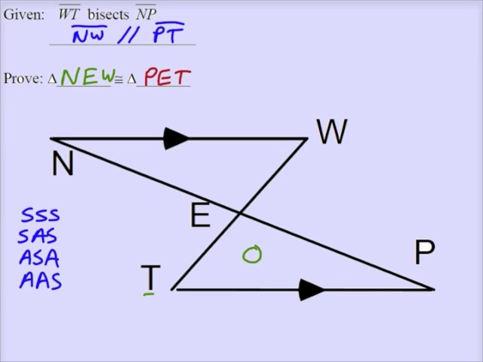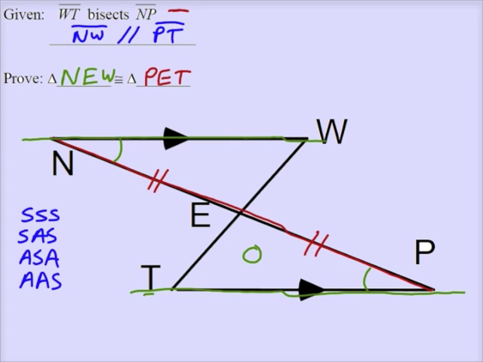Let's take a look at this given statement, the fact that WT bisects NP. So WT is doing the bisecting, but NP is being bisected. NP refers to this long segment, and we know that segment is bisected, or in other words, cut into two equal parts, and WT is doing that cutting. Secondly, we have these parallel lines cut by the red transversal, so angle P and angle N would be considered alternate interior angles.